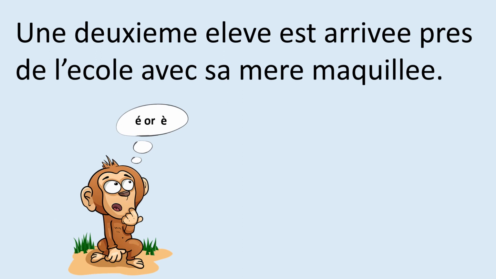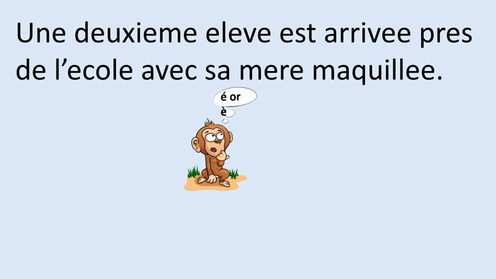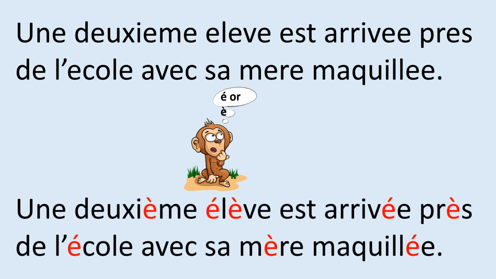Here's a little exercise for you. As you can see, there's no accent at all in this sentence. And I'm just going to ask you to decide whether you're going to put an A or an E, and I'm going to give you the answer in a minute. Think about it. So, did you manage to put the accents? Here's the answer. And you're going to see the E with the accents in red. I'm just going to read those accents.